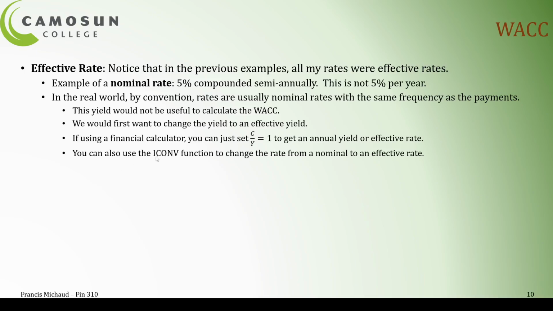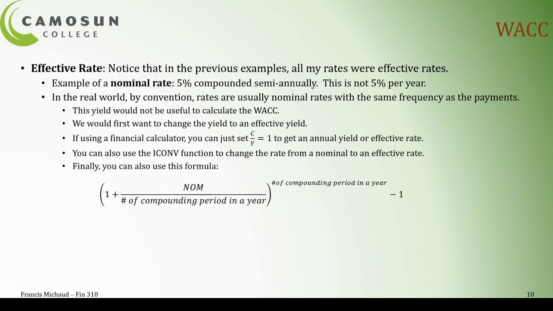In that case, you can either use the ICOM function in your calculator, or you can use this formula here, okay? Just take 1, add the nominal interest rate divided by the number of compounding periods per year, put all of that to the power of the number of compounding periods per year, and minus 1. You can use one of these two methods, the ICOM function or this formula. Both work, but you cannot keep the nominal yield.